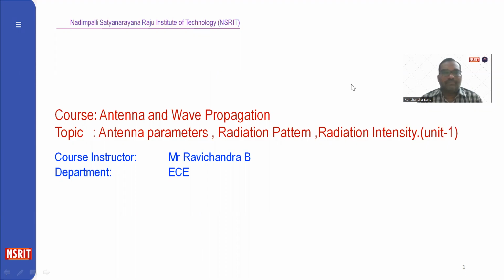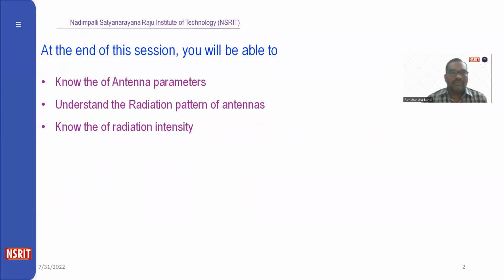Morning. In this lecture, we will discuss what the basic antenna parameters are. In the basic antenna parameters, we will discuss radiation pattern and radiation intensity. At the end of the session, we will be able to know the antenna parameters, understand the radiation pattern of antennas, and know the definition of radiation intensity.